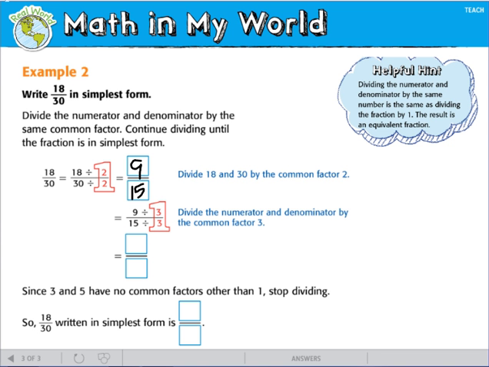Now, remember last night when we did our factor trees? And we said, oh, all you do is find whatever prime numbers they have in common, you multiply those together. So we have a 2 here, right? And we're going to do this by 3. Well, 3 times 2 equals 6, which we said was the greatest common factor, right, Philip? Okay, so what's 9 divided by 3? 15 divided by 3. 3/5. Since 3 and 5 have no common factors other than 1, we're going to stop dividing. So 18/30 written in simplest form is what? 3/5. Alright?